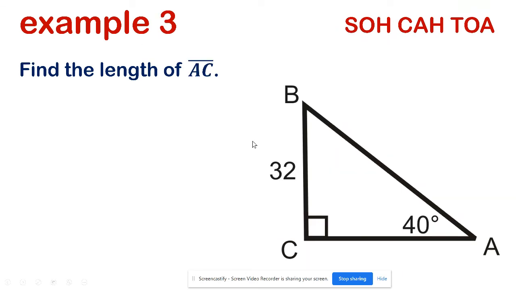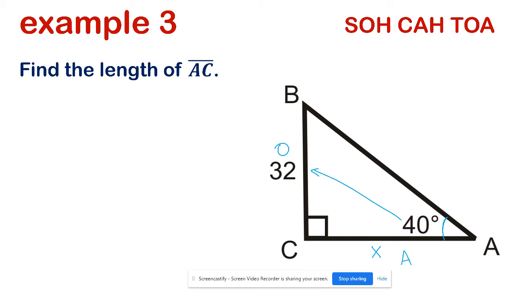Here it says find the length of AC. Again, the variable is not on the picture. We're going to have to put that in, but it tells us we're looking for AC. That's down here. Our reference angle is here at 40. 32 is the opposite side from 40. And then we don't have anything on the hypotenuse. We're not using the hypotenuse. So the only other side we have is the adjacent. So X is the adjacent side.